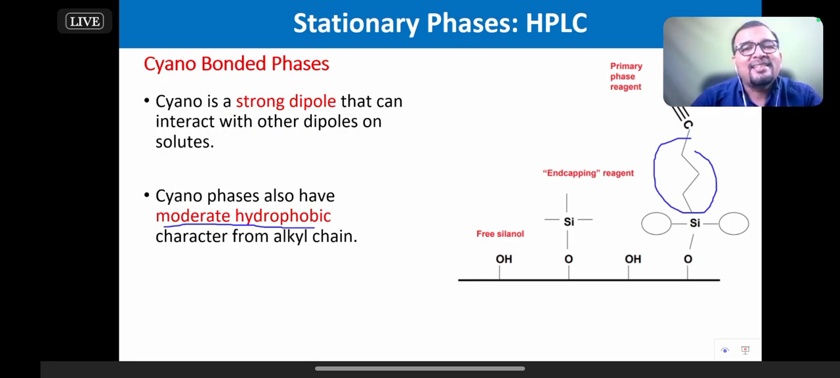Thank you so much. Inertsil is again a C8, C18 column, so hydrophobic interaction. It may have the end cap, so it will have less secondary silanol interaction, Siddheshwar.